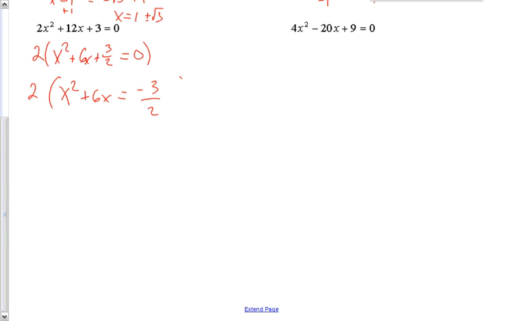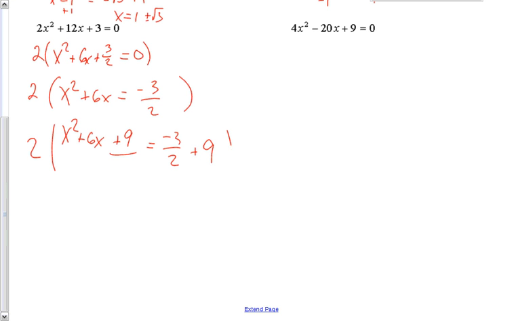And I move the 3 halves over. We do completing the square on this. Half of 6 is 3, since 6 is the b term. Square it, 9. So that's the missing number we need. So we're going to add 9 there. We have plus 9 there.